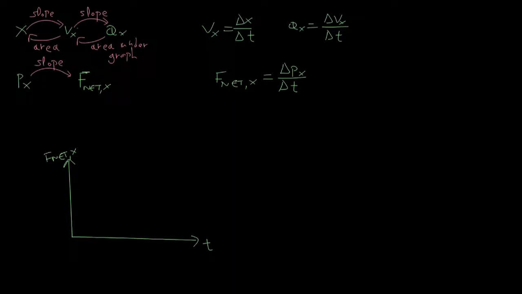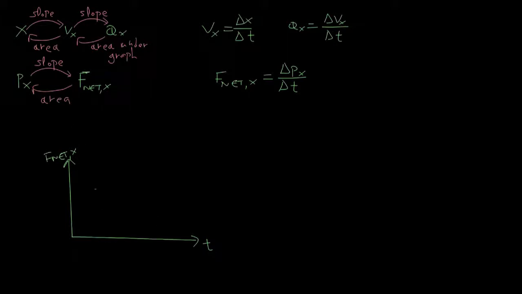Now, you can see here that because the relationship between momentum and the net force is the same as the relationship between x and velocity, if you have the force time graph and you want to find momentum or the change in momentum, then you have to look at the area under the graph.